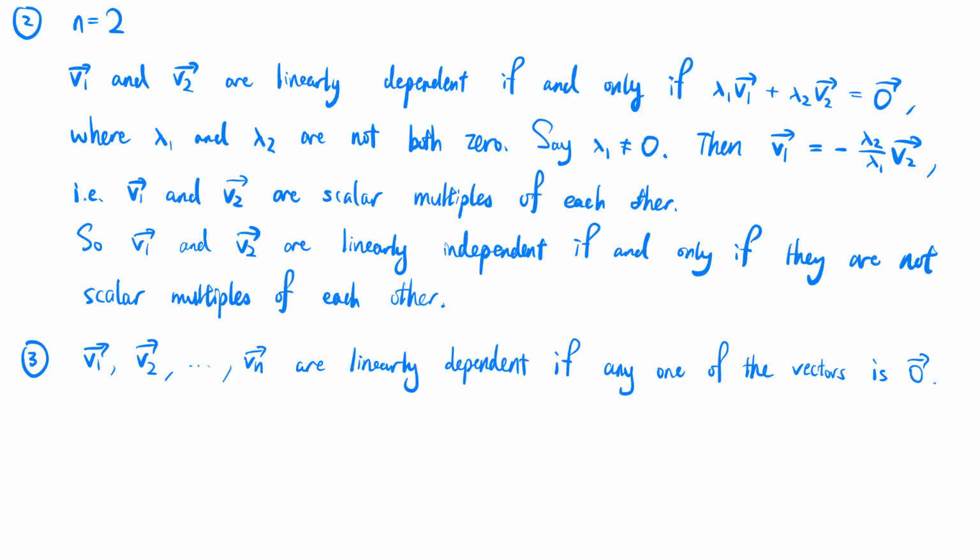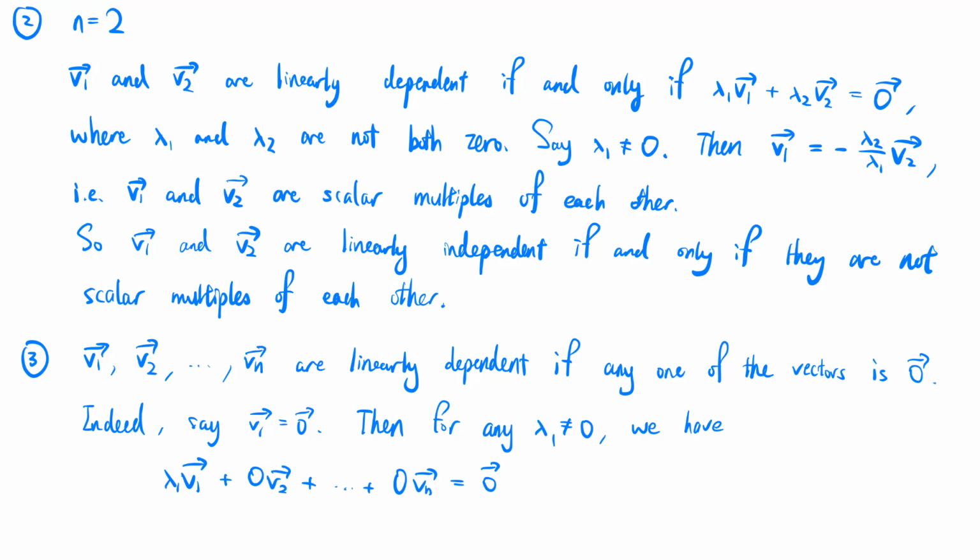As a third example, v1, v2 up to vn are linearly dependent if any one of the vectors is the 0 vector. Indeed, say v1 is the 0 vector, then for any lambda1 which is non-zero, we have lambda1 times v1 plus 0 times v2 plus up to 0 times vn equals the 0 vector.